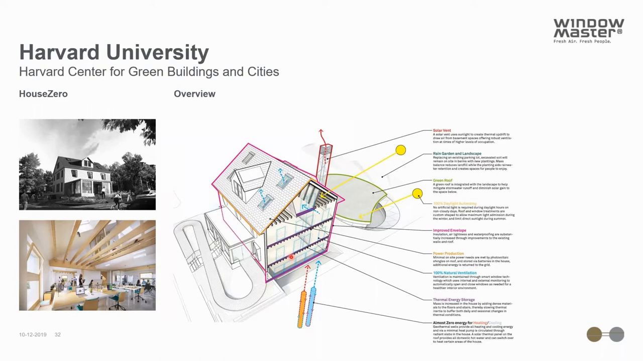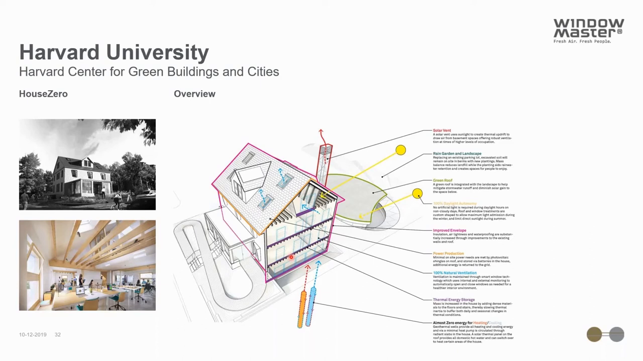Another impressive reference case is House Zero, placed at Howard University in Boston. It's a very different type of building than the PNC Tower. It's definitely not a simple building. There's a lot of different systems going into this. The Center for Green Buildings and Cities at Howard are using this as an office building, but it's also a research facility. So there's a lot of technology going into this building.